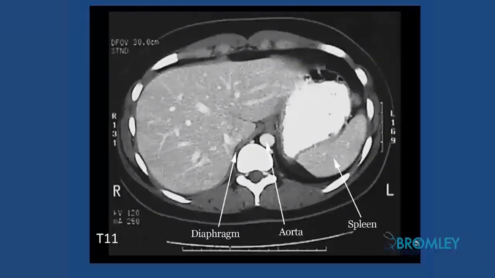So here we are at T11. Obviously the most obvious organ is the liver, and this is a contrast image, so we can see contrast within the liver and we can see contrast within the stomach. So at this level we can see the aorta, we can just make out the dome of the diaphragm, just running around the back of the liver there and the back of the stomach. We can see the spleen.